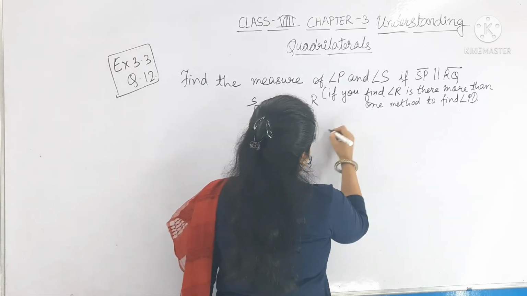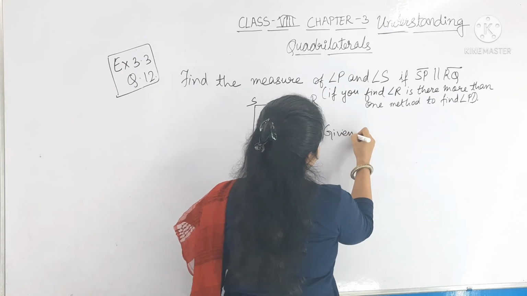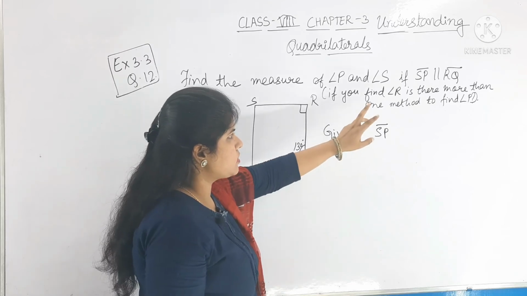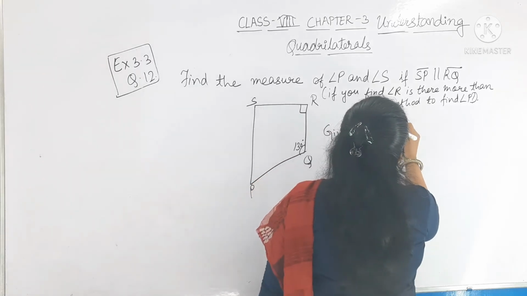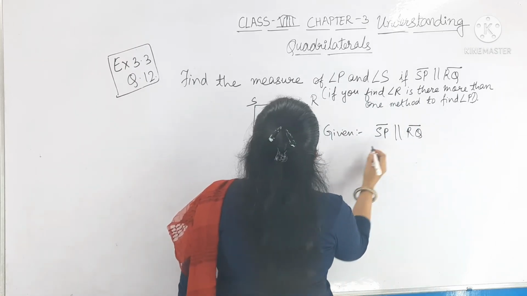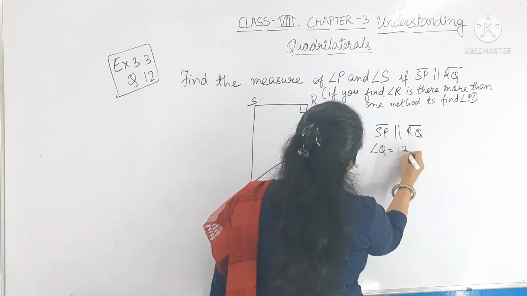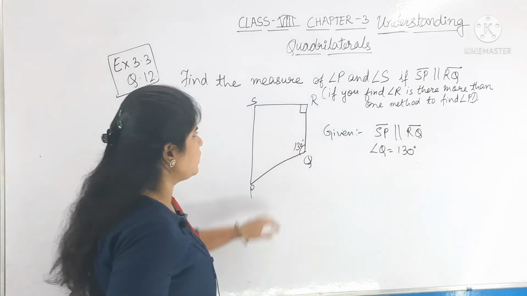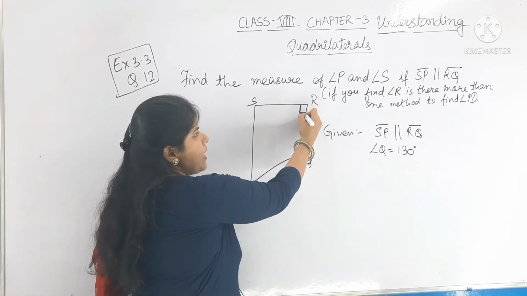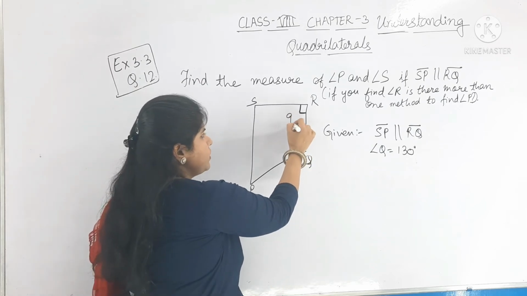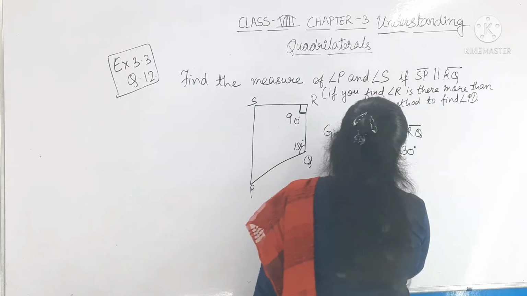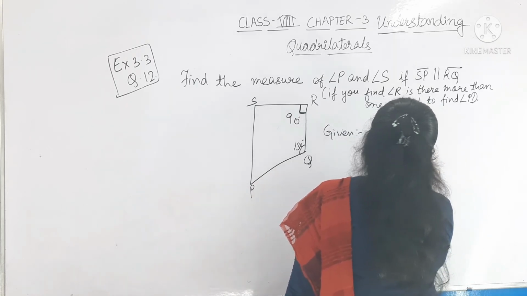So you can write here, given, this bar means line, SP is parallel to RQ. And angle Q is equal to 130 degrees, as given. And angle R, you can see that the angle is not written, but it is shown as a square angle. Square angle means 90 degrees. This is the symbol of the right angle. Angle R is equal to 90 degrees.